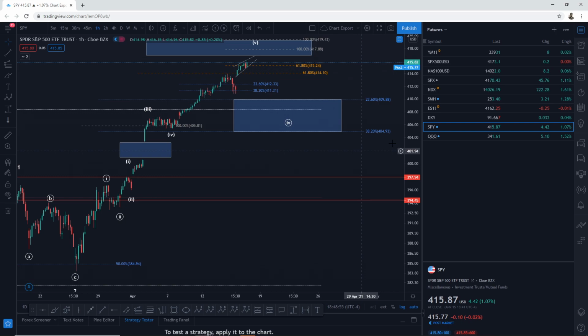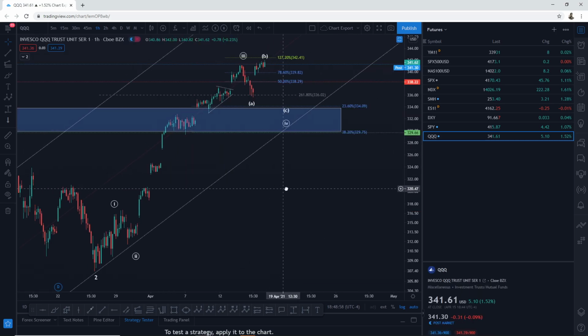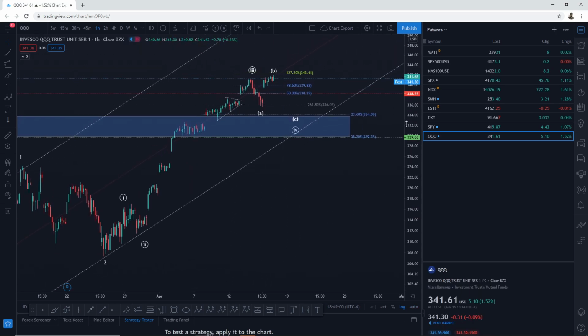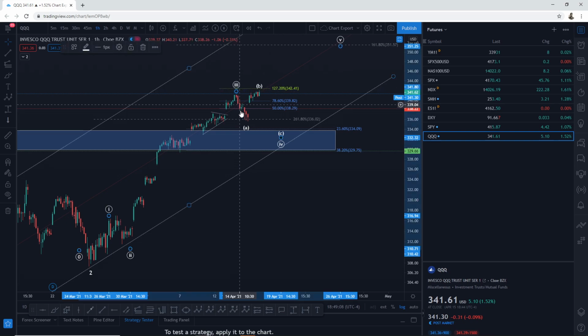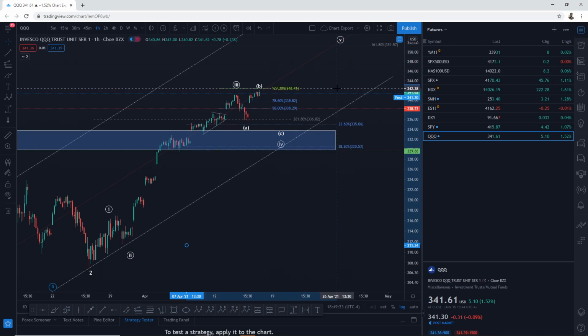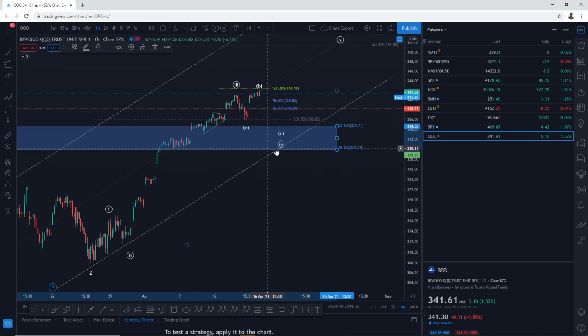Okay, guys, so moving on to the triple Qs, the Nasdaq ETF. Here is just another one. I do believe here that unless we keep on going higher, we have completed the wave 3 here. We're down in A, up in B, which is the 127. As I mentioned yesterday, we're finding resistance there, and we're going to then make our next leg down in the wave C to find support at the 23.6 or the 38.2. Okay, so that was pretty straightforward.